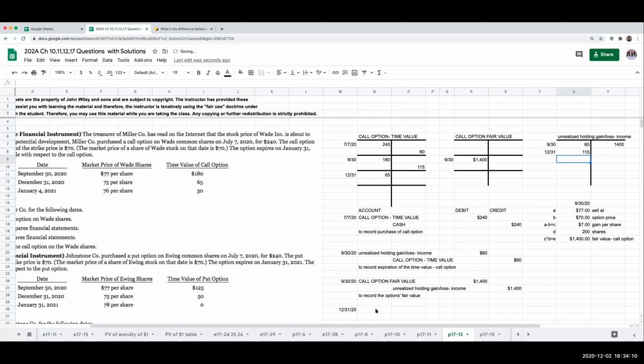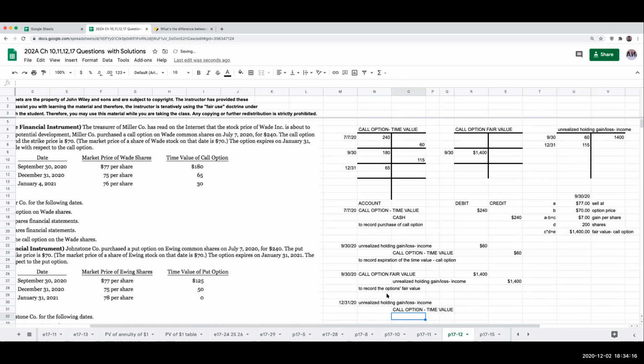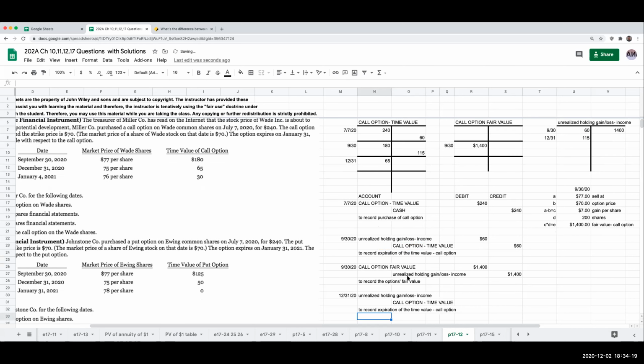Okay, so first entry, and it's going to look exactly the same right here. I'm debiting unrealized holding gain or loss on the income. I'm crediting the call option's time value. So right over here, it's going to be 115 and 115. The next thing I need to do is to perform a similar analysis in terms of what is the value, or what is the call option's fair value?